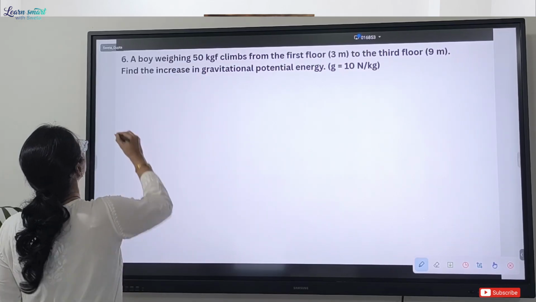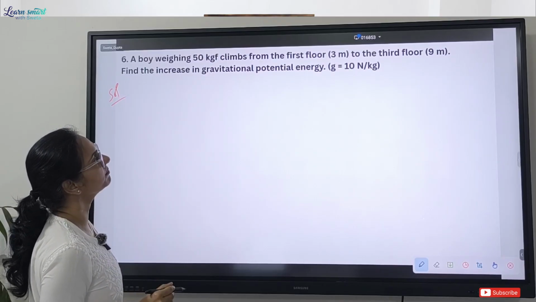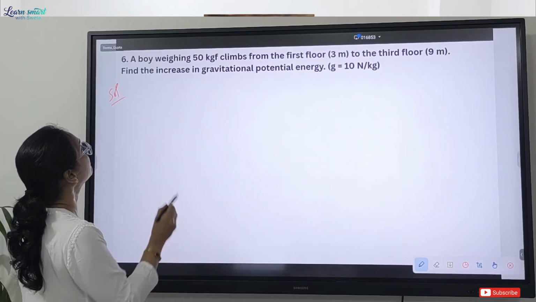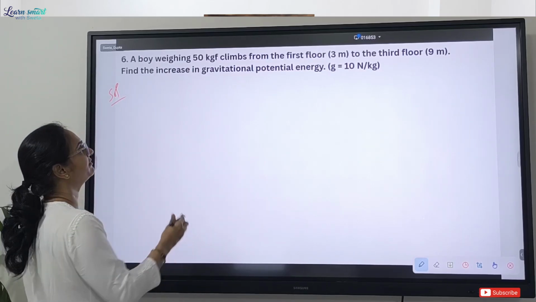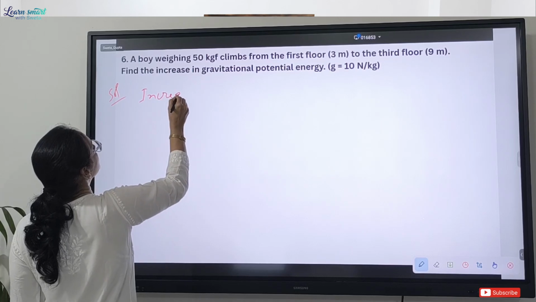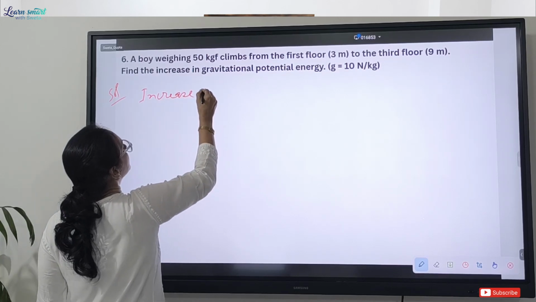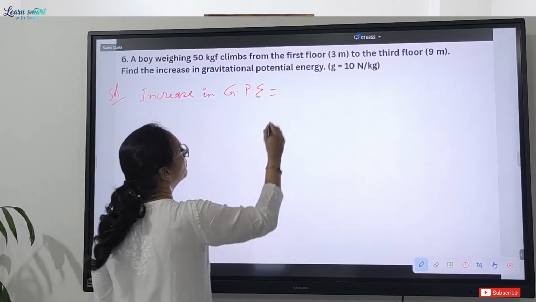Next question is, a boy weighing 50 kgf climbs from the first floor to the third floor. Find the increase in gravitational potential energy. What is the increase in gravitational potential energy? Same way we will do, increase in gravitational potential energy is equal to how much?